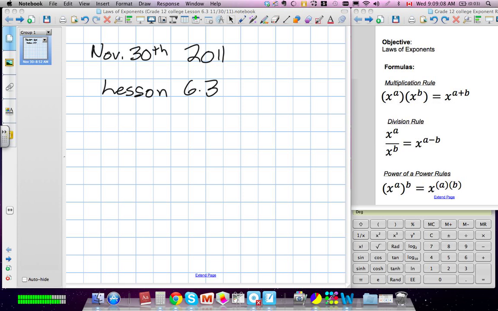Okay, today is November 30th, 2011. We're on lesson 6.3. We're working on laws of exponents today.